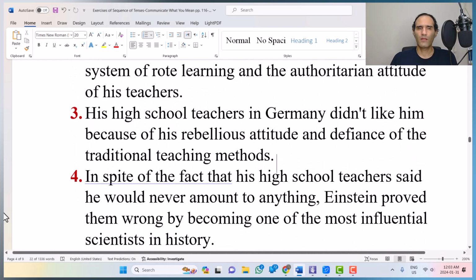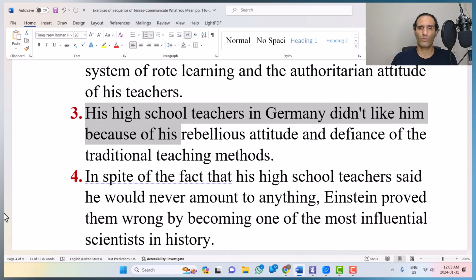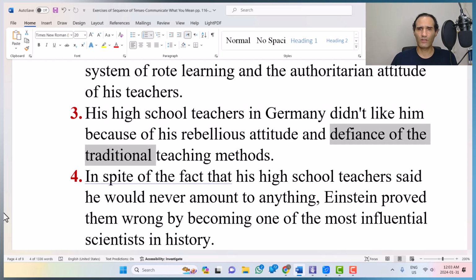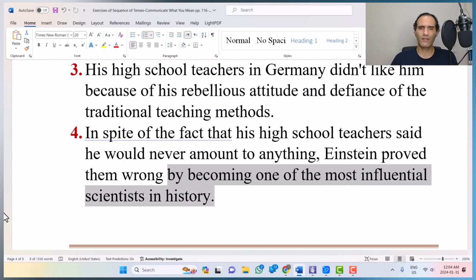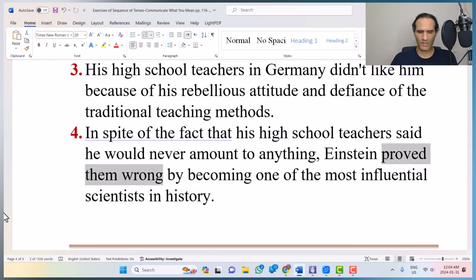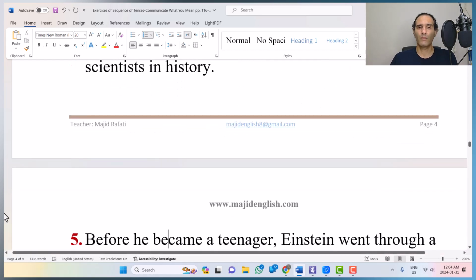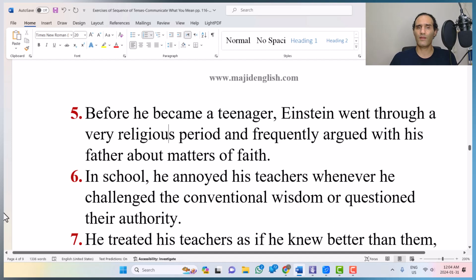Dictatorship, kind of. Number 3, his high school teachers in Germany did not like him because of his rebellious attitude and defiance, challenge, of the traditional teaching methods, the rote teaching system. Number 4, in spite of the fact that his high school teachers said he would never amount to anything, Einstein proved them wrong by becoming one of the most influential scientists in history. So, prove someone wrong. Beautiful. Means to prove that their sentence, their idea, or their attitude is incorrect.